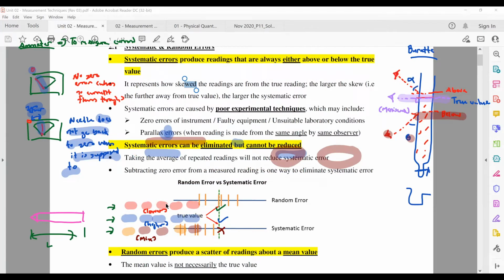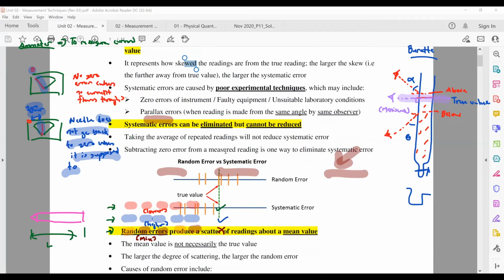Now, what do we mean by can be eliminated? Just now I described to you an example of systematic error, which is zero error. When you want to eliminate systematic error caused by zero error, a common thing that you will do is that you will subtract the zero error off from your measured reading. Okay, this is a common thing that your exam questions will test. How do you know how to eliminate the systematic error caused by zero error? Okay, so that is what systematic error is.